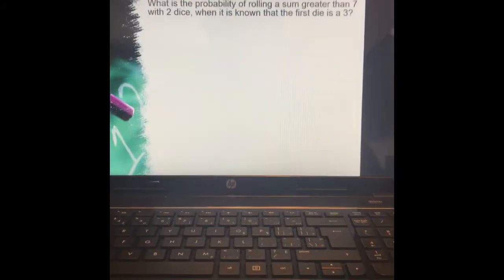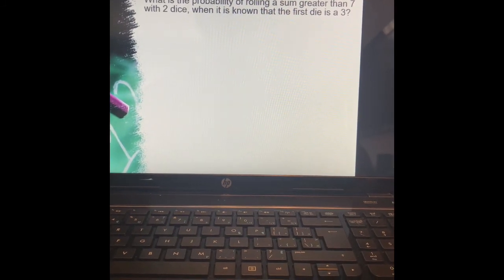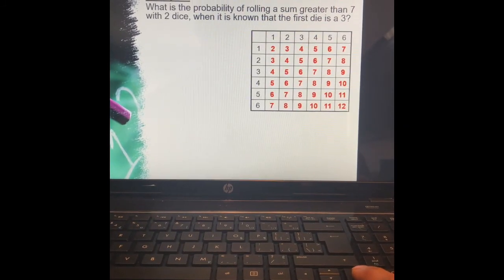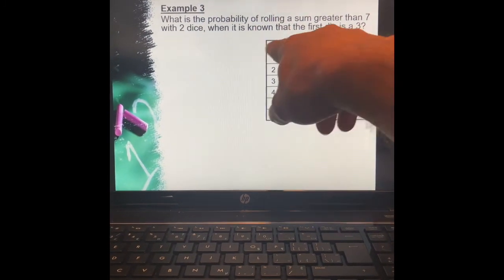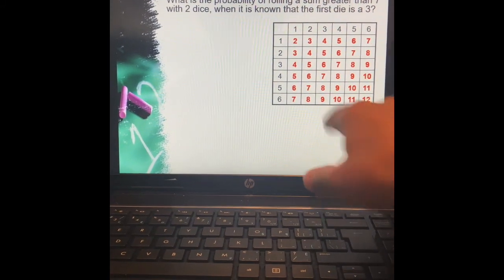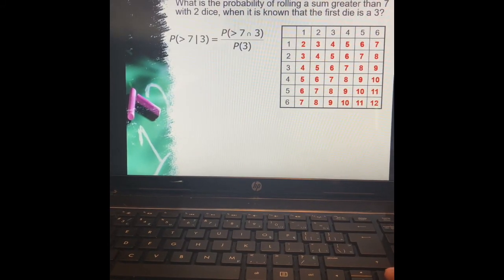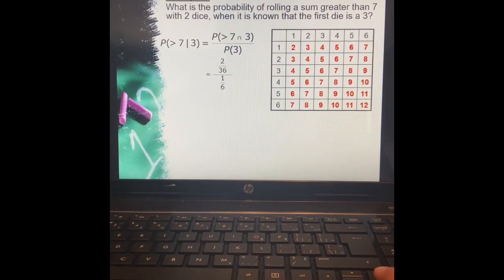Okay, so what's the probability of rolling a sum greater than 7 with 2 dice when it is known that the first die is a 3? So if the first die is a 3, you've rolled a 3 with the first one, you've got to get greater than 7. There are 2 options. And that would be the numerator. Greater than 7 and rolling a 3 on the first is 2 out of 36.